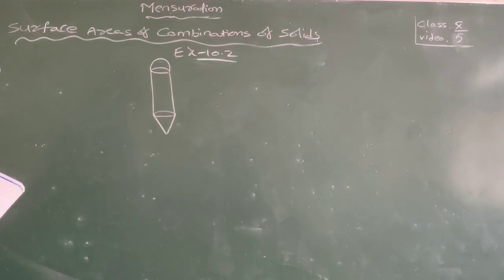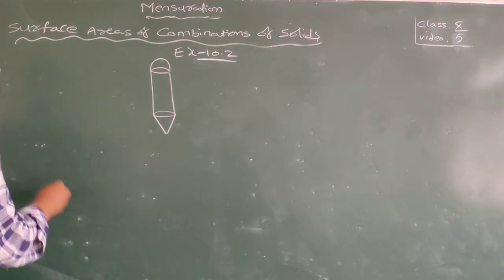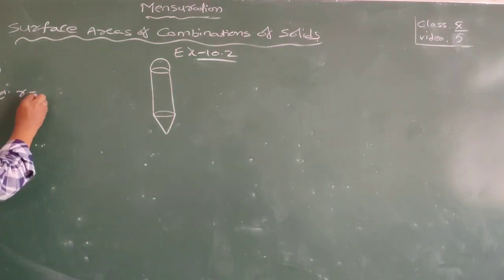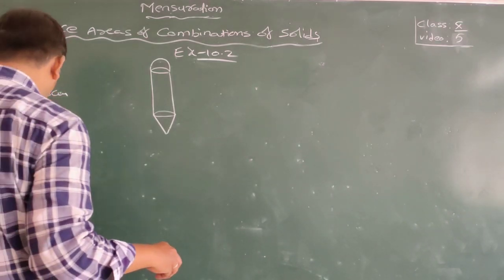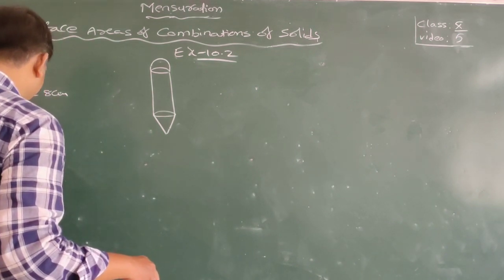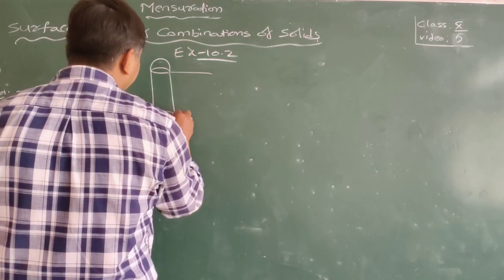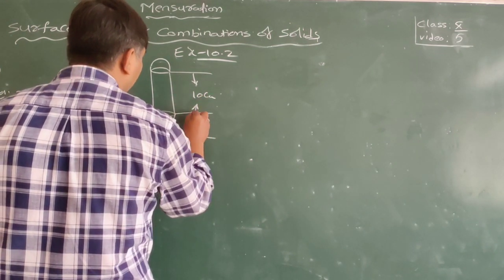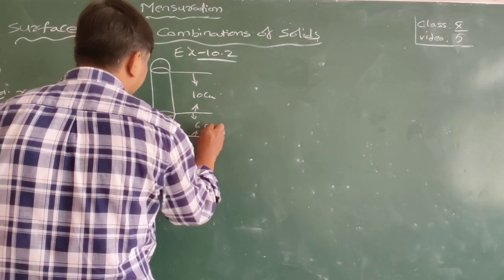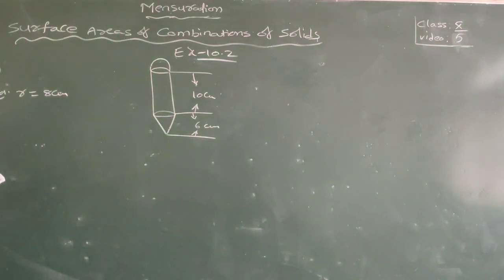The radius of the common base is 8 centimeters. And the heights of the cylindrical and conical portions are 10 centimeters and 6 centimeters. The cylinder height is 10 centimeters and the cone height is 6 centimeters. Find the total surface area of the solid.